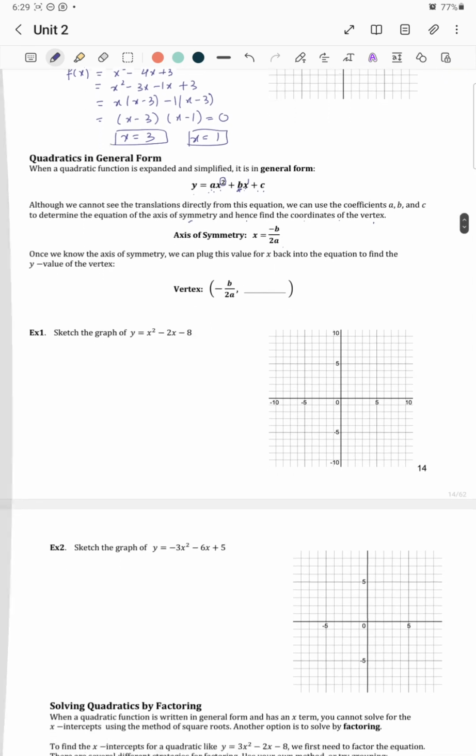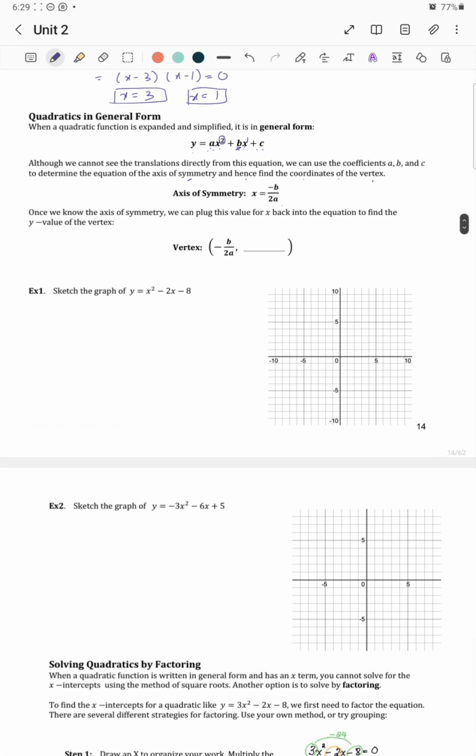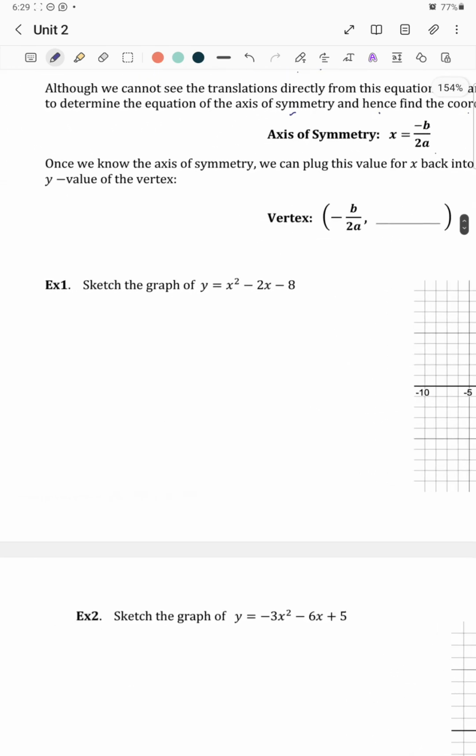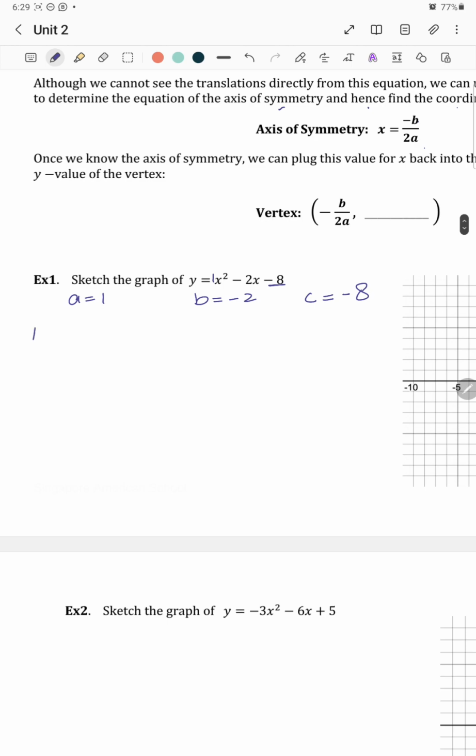Now coming to the first example: sketch the graph of y is equal to x square minus 2x minus 8. What is a here? The coefficient of x squared is a, that is 1. The coefficient of x is b, that is minus 2, and the coefficient of the constant is c, that is minus 8. Now the axis of symmetry is minus b over 2a, which is 2 over 2, equal to 1. So the axis of symmetry is x is equal to 1.